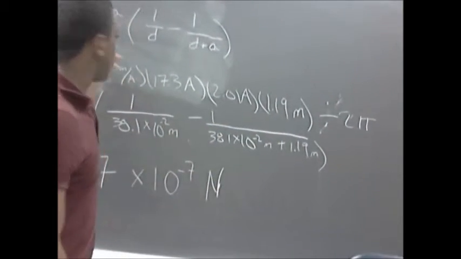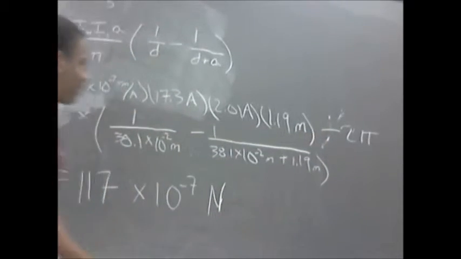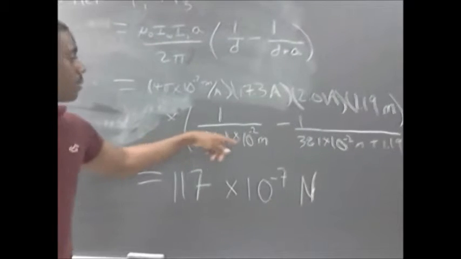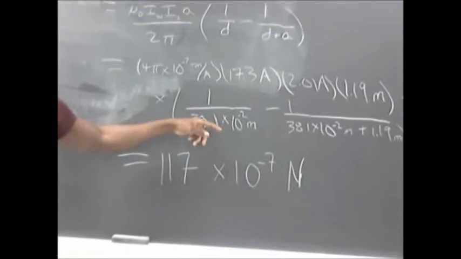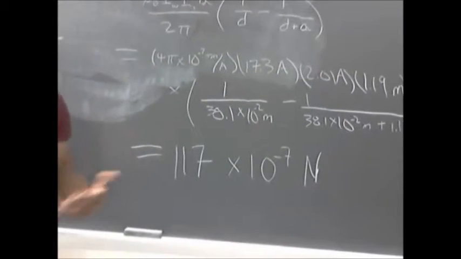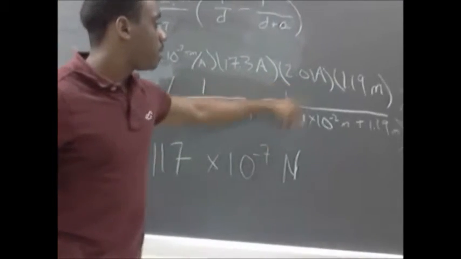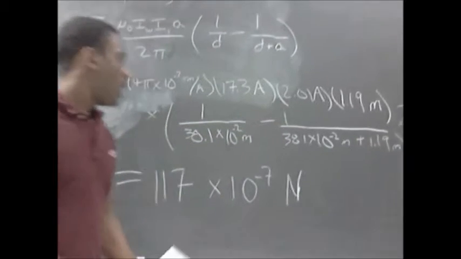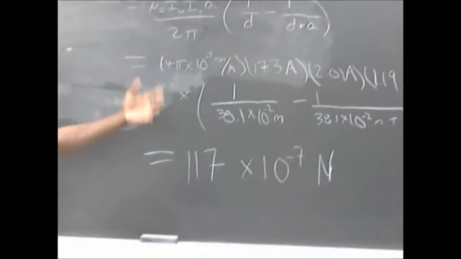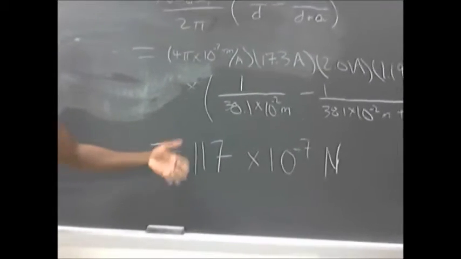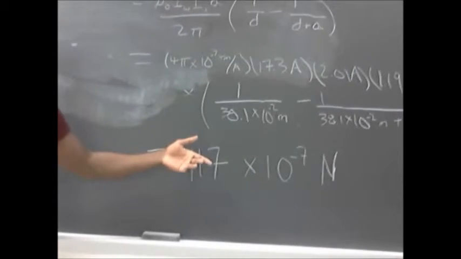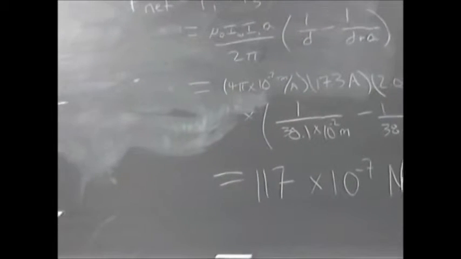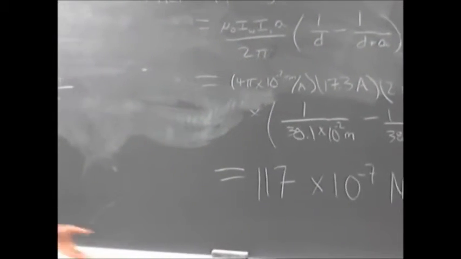And we divide that by 2 pi. Then we multiply that by 1 over 38.1 times 10 to the negative 2 meters, since 38.1 is in centimeters. And we do the same thing here, but we add 1.19 since it's A. Once you put that into your calculator, your answer is going to be 117 times 10 to the negative 7 newtons. And that is your net force between two wires carrying the current.